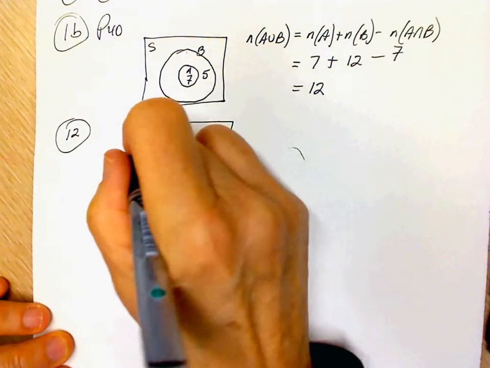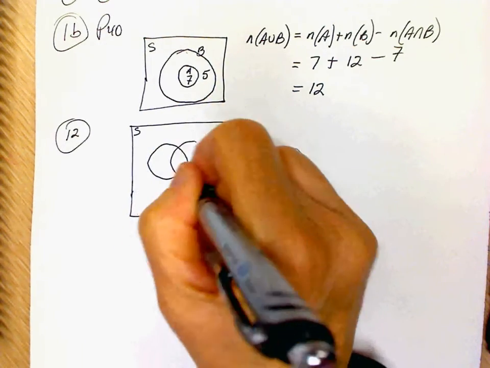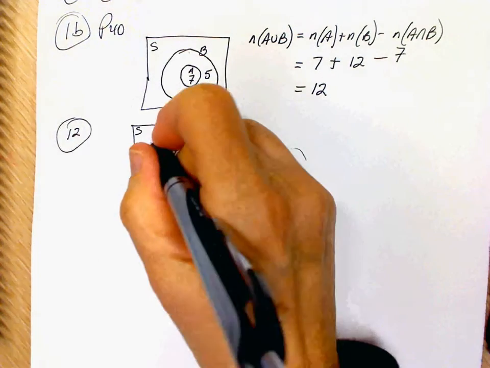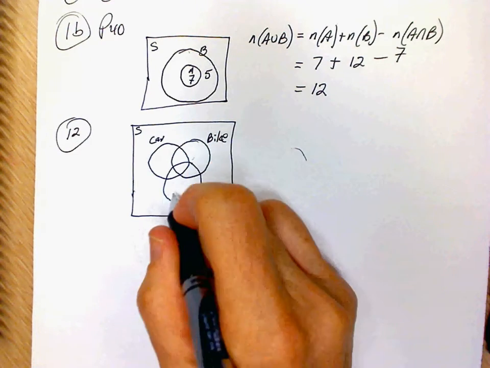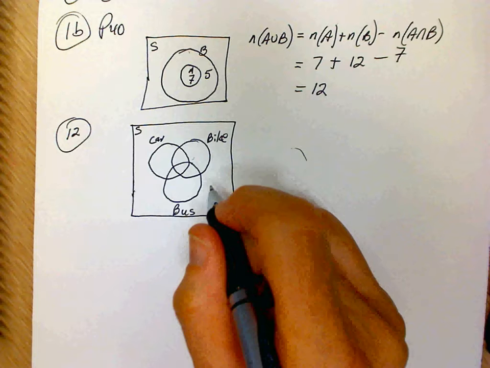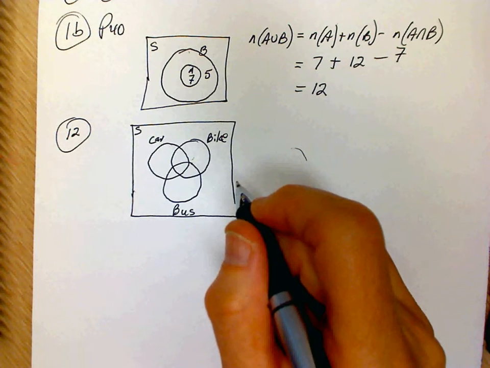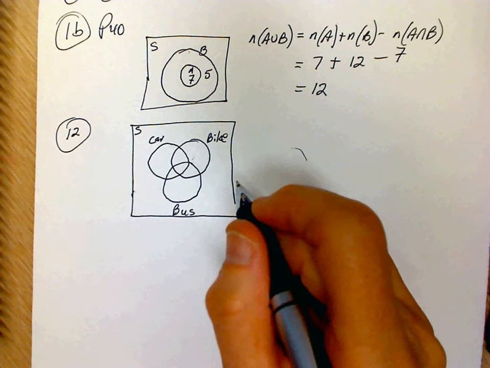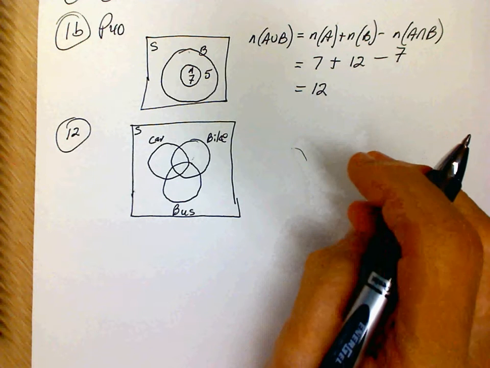We have S for the universal set. We have some taking all 3, so we know that's going to look like that. I'll put car here, bike here, and bus here. So 29, there's 29 students in Mr. Vickers' class. They use a variety of forms. 20 of them sometimes arrive at school in a car. So we can't do that. We're going to have to work backwards.